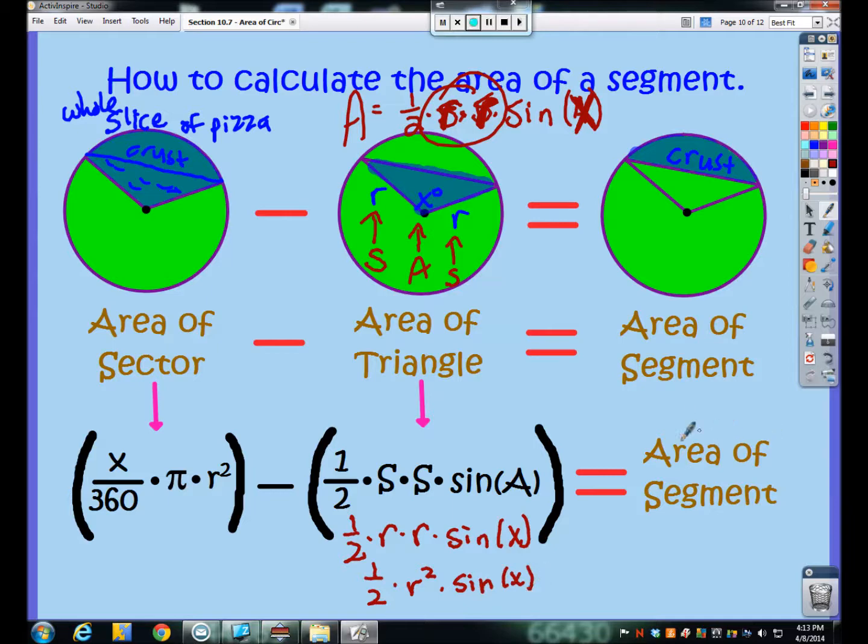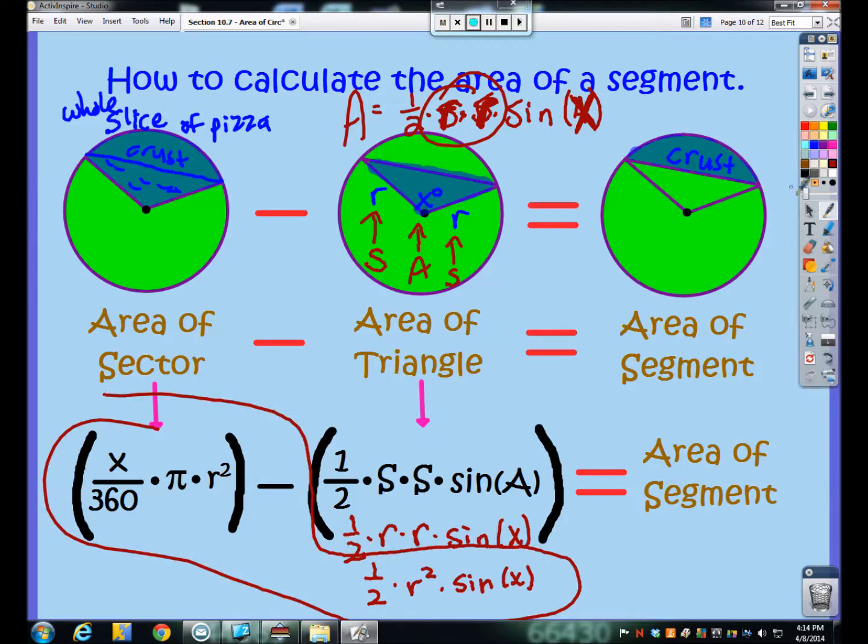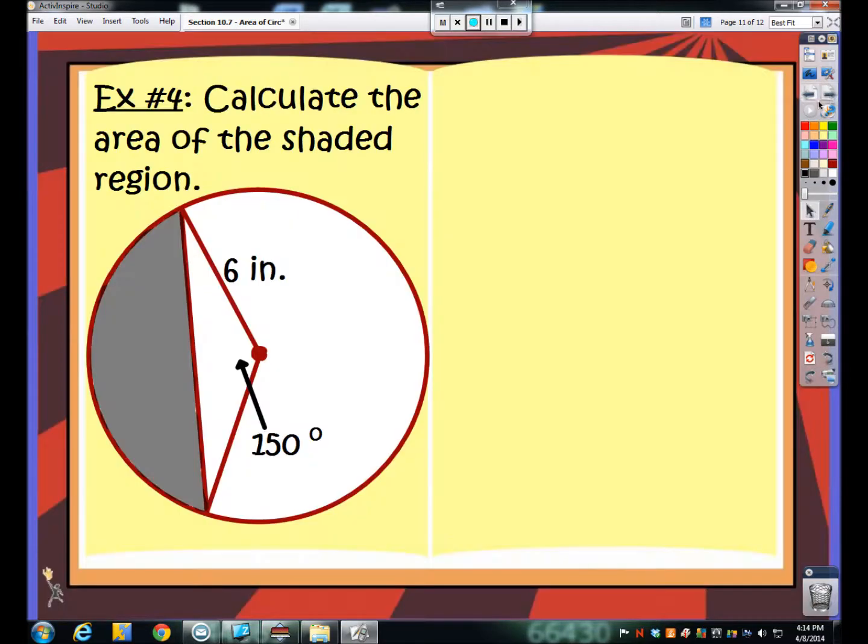So the formula for the area of a segment really isn't a unique thing. It relies on two other formulas. So this is kind of a long formula, but if you think about where the segment, the crust, comes from, you can take those two formulas, subtract them from each other to get the area formula for your segment. Okay, so yes, this thing does look a little long and drawn out and crazy, but it's made up of pieces we've already discussed once upon a time.